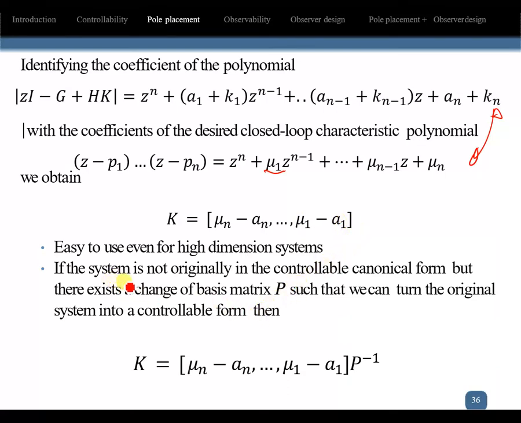If the system is not originally in the controllable canonical form, but there exists a basis matrix P such that we can turn the original system into the controllable canonical system. If you remember, x bar equals P x, you can find some P to change the original system into the controllable system. Then the K will be K bar times P inverse.